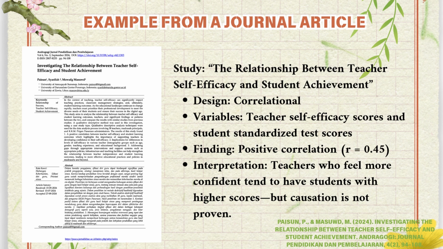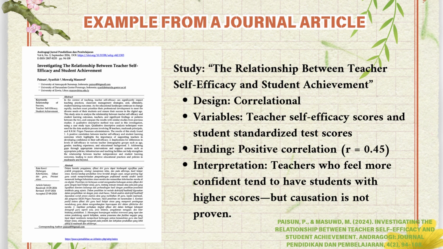So let's look at a real world example and bring this concept to life for us. Now, this study is titled The Relationship Between Teacher Self Efficacy and Student Achievement. This is a correlational study, meaning that the researchers wanted to know, do teachers who feel more confident in their teaching abilities tend to have students who perform better academically? And how they approached it is they had the variables: the teacher self efficacy scores, which were measured in a survey, and then they had student achievement scores, which were measured by standardized test scores.